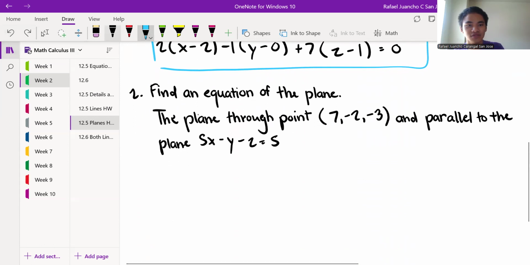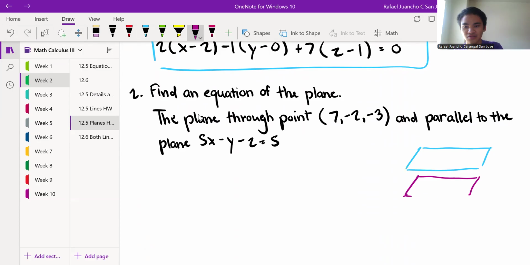Now we need a normal vector. And where can we get that? From this other piece of information that we're given. So let's imagine we have two planes, and it says that these two planes are parallel. Meaning they're never going to intersect, right? So what does that tell us?